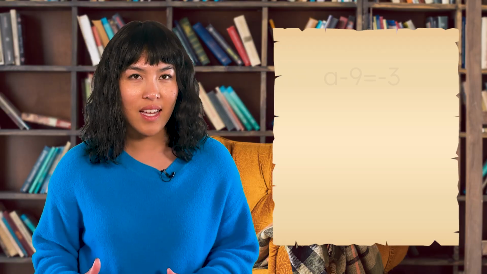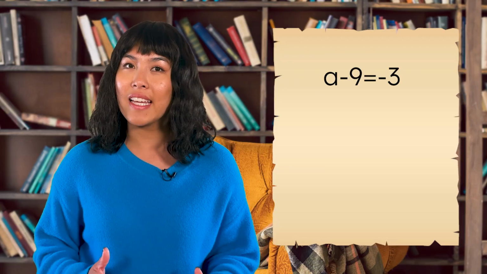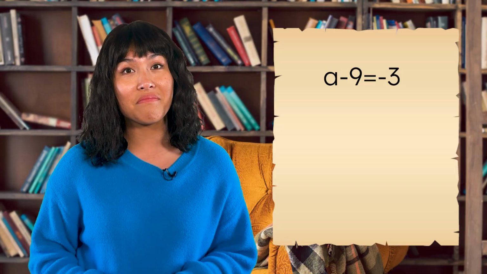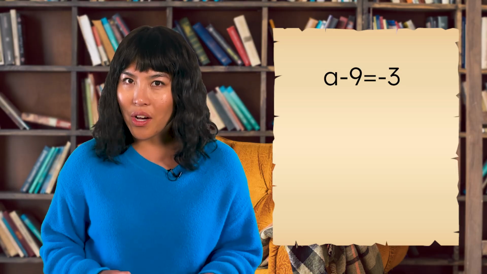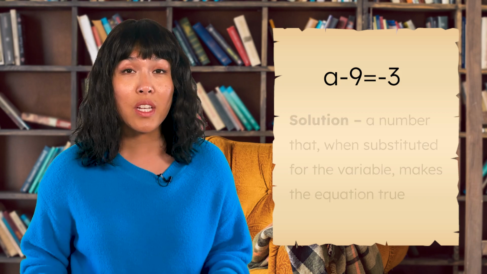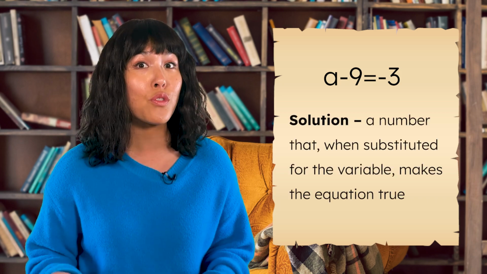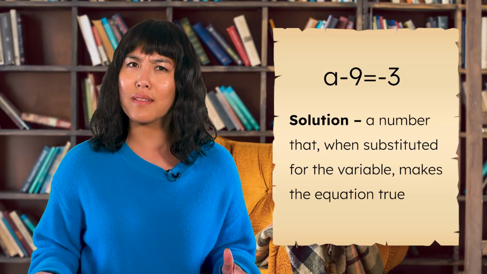The first equation says a minus 9 equals negative 3. What does that mean? I know that in an equation, a solution is a number that when substituted for the variable makes the equation true. But how can I solve this?